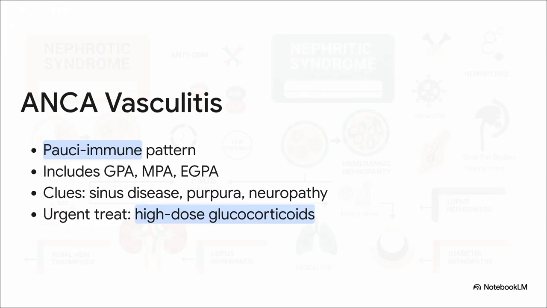If the biopsy shows crescents but is pauci-immune, meaning it lacks immunoglobulin deposits, you're looking at ANCA vasculitis like GPA, MPA, or EGPA. Clinical clues include sinus disease, pulmonary symptoms, neuropathy, purpura, and constitutional symptoms. Urgent treatment requires high-dose glucocorticoids combined with further immunosuppression.